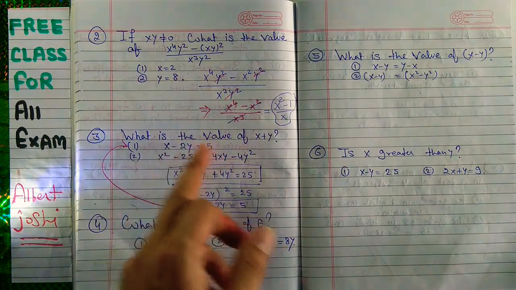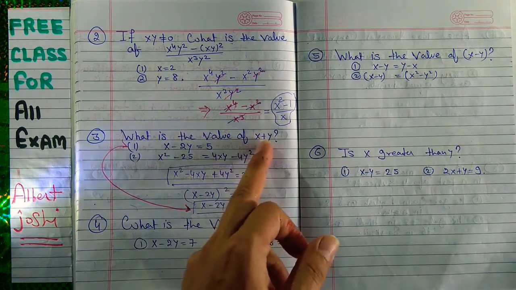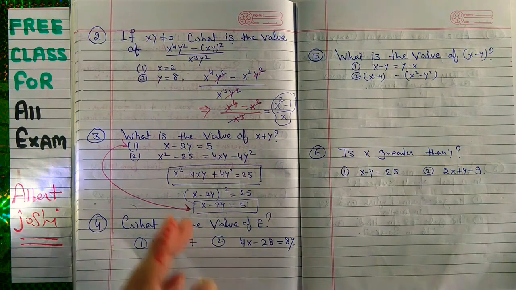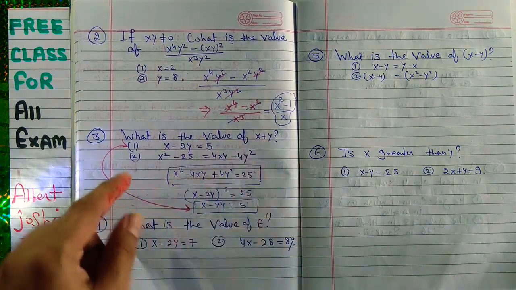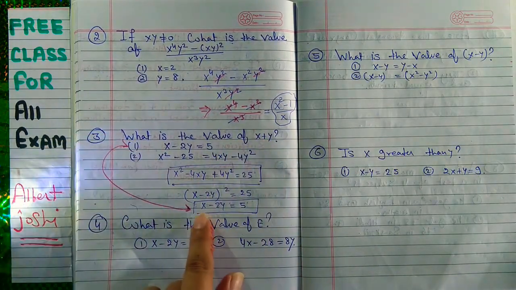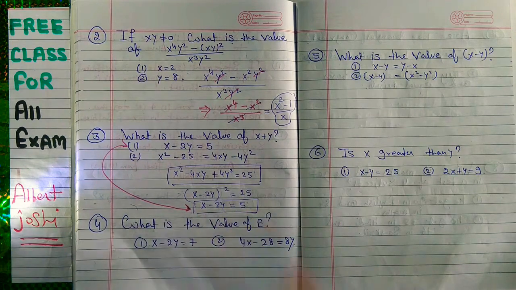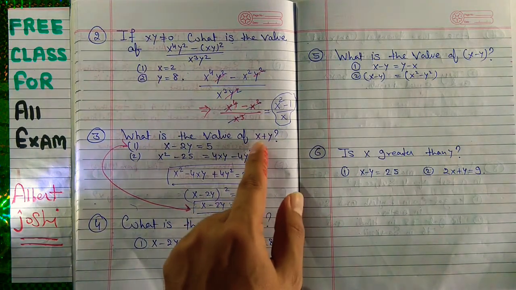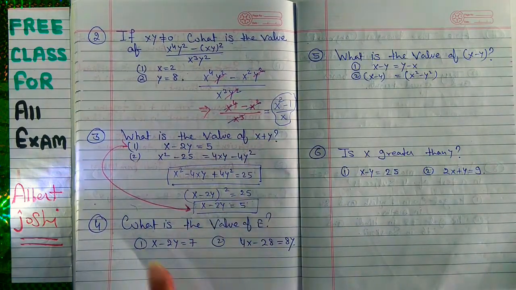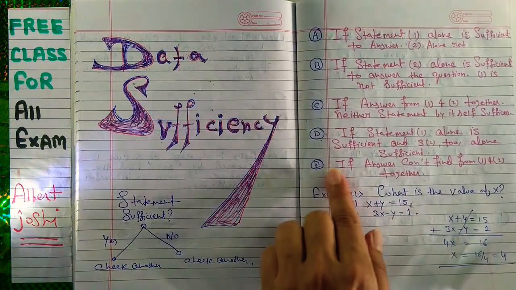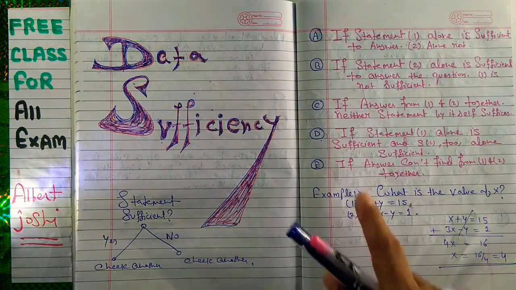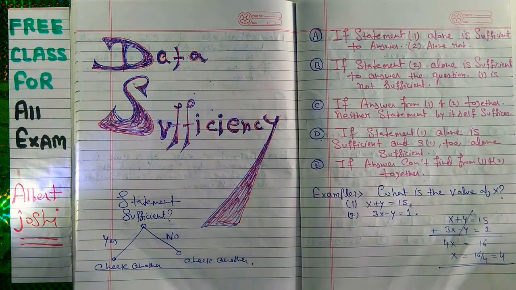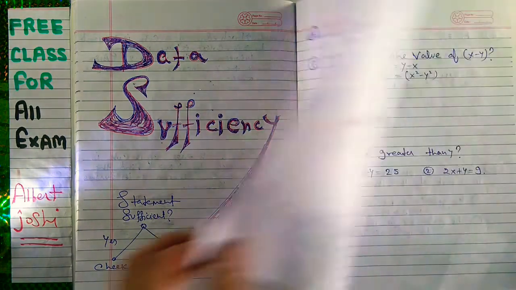So what will be the answer? Can we find the value of x plus y? Now think. We have to find x plus y, but both equations are the same. So the final result is x minus 2y is equal to 5. With the help of only this statement, it is not possible to find the value of x plus y. So your answer will be: the answer cannot be found from the first and second together. I think that you understand.